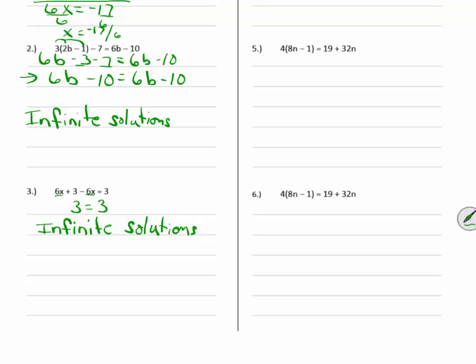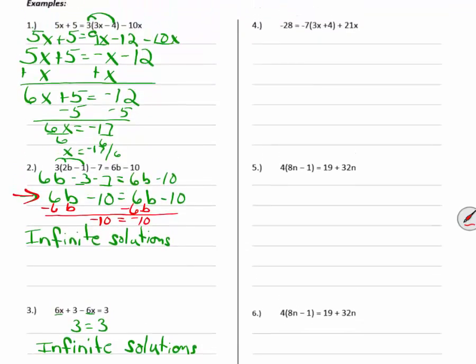Because I could, let me just solve this in a different color. I could have then gotten my 6b's on one side, right? Those would cancel out. We would have been left with negative 10 equals negative 10. So either way to do it. If you recognize it at this step, great. If you don't recognize it until the end, that's okay too. And that will happen sometimes.